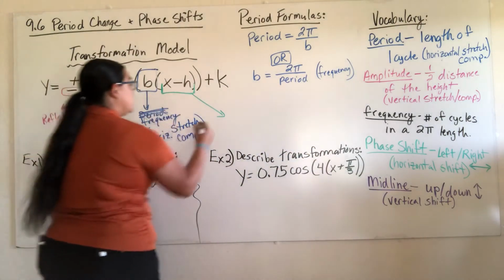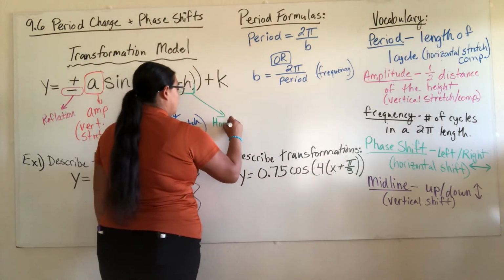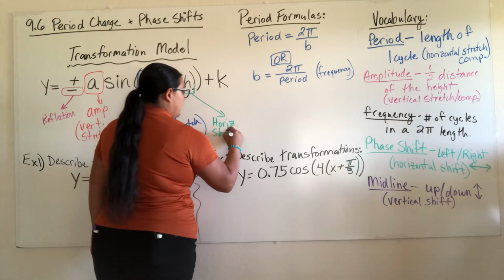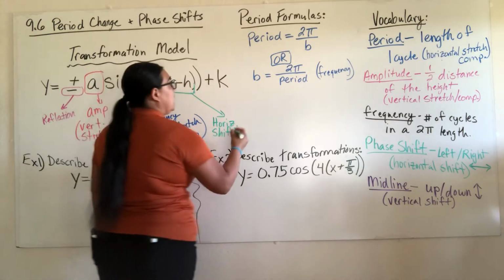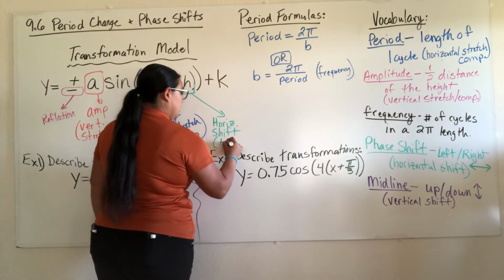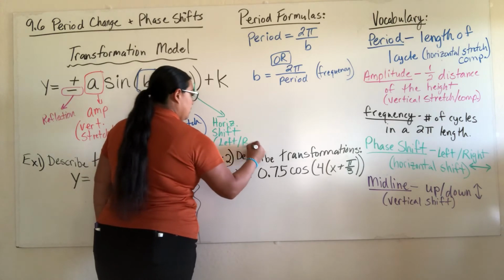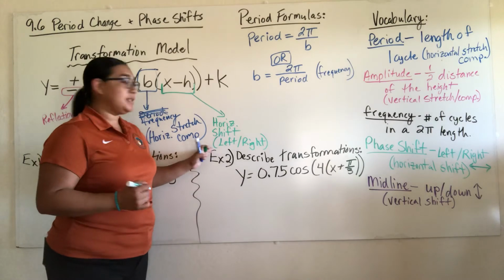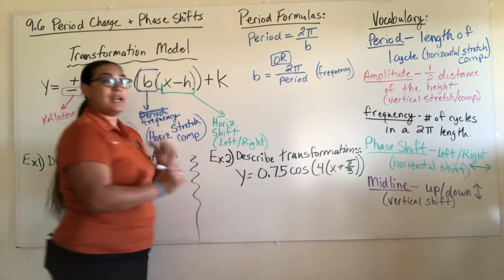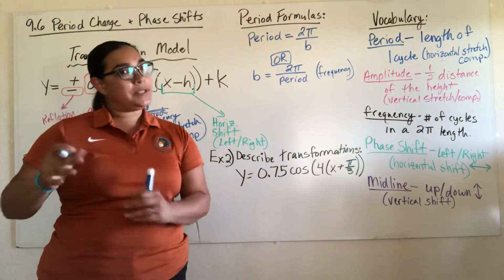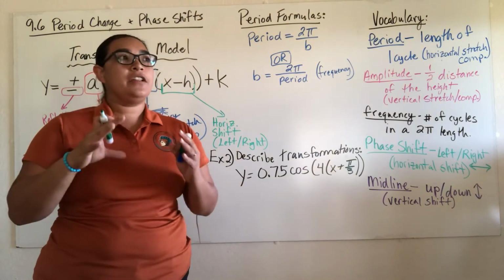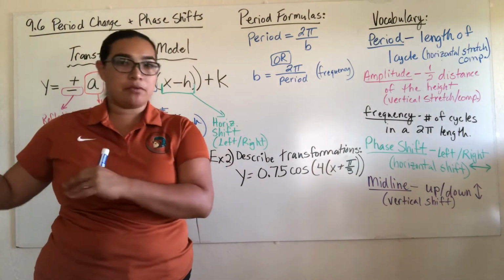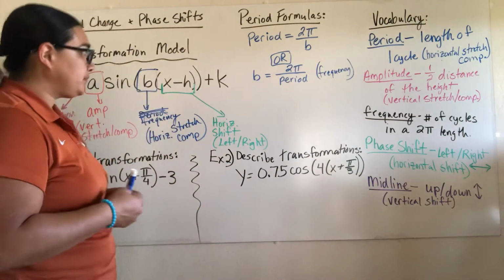So this is a horizontal shift, and I'm going to write next to it left, right. Remember, everything in here is opposite. I wish I could fit that in there, but I can't. So everything in there is opposite. Even if you feel like you're moving over to the left, it's actually going to have a positive sign because that's backwards. We'll see some examples here in a minute.